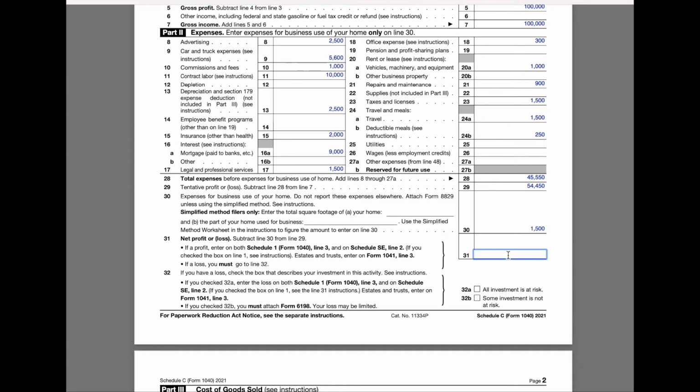Line 31, net profit or loss. We would subtract line 30 from line 29. Line 32, at-risk declaration. So in general, the amount for which you can claim a loss is going to be limited to the amount that you have at risk. So if some of your investment is not at risk, then loss limitations apply. In our example, all of our assets are at risk.